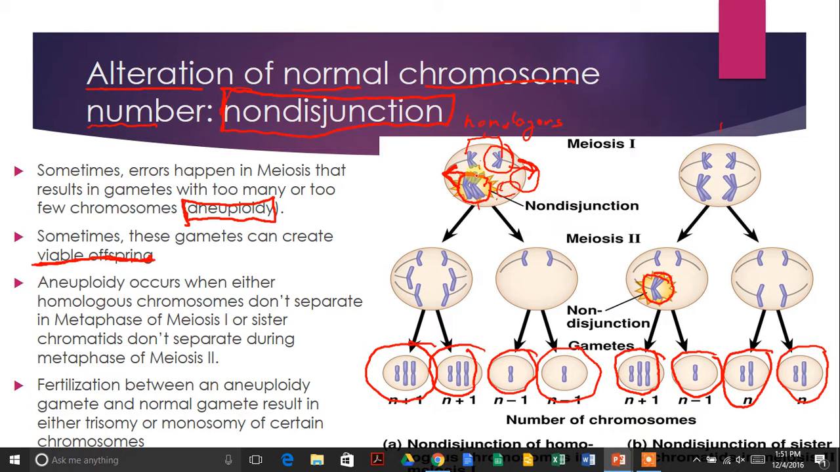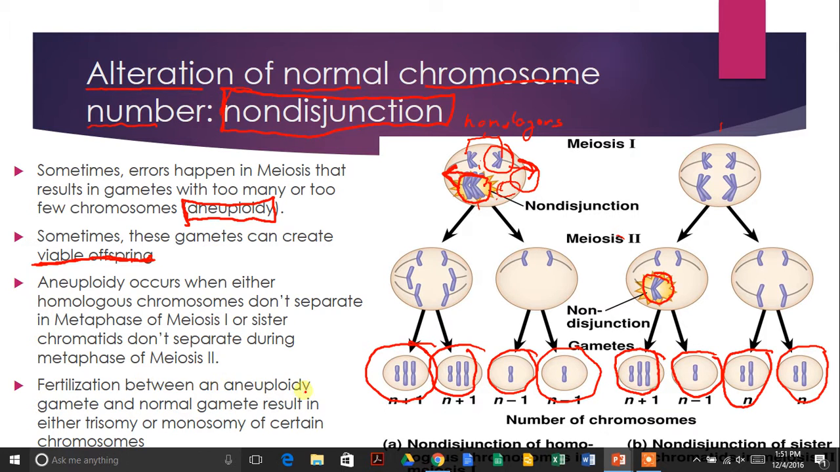So, if nondisjunction happens in meiosis 1, in metaphase 1, you can get gametes with too many or too few. That's it. If nondisjunction happens in meiosis 1, you cannot get a normal number of chromosomes in a cell. If nondisjunction happens in metaphase 2, in meiosis 2, you can get all three: too many, too few, or normal.